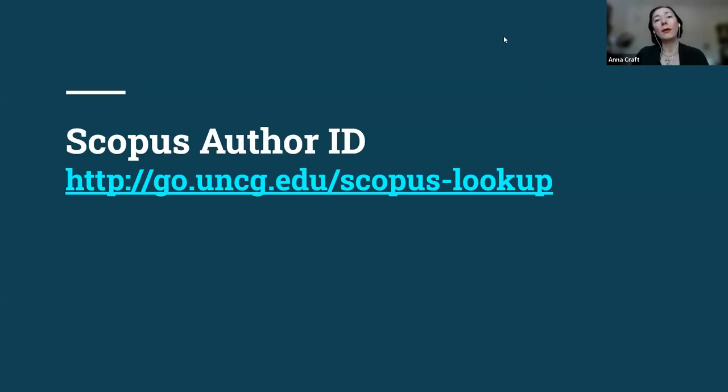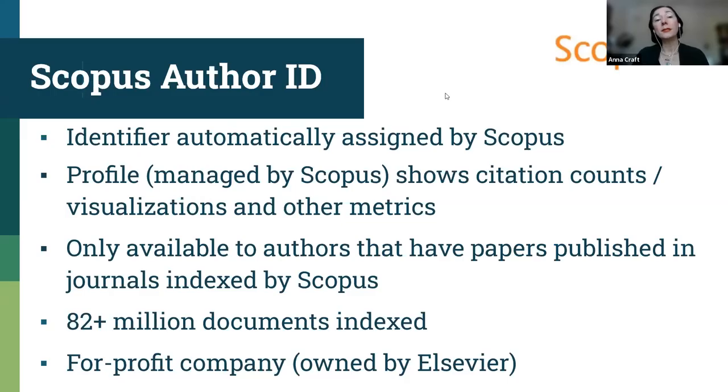Okay, our next one is Scopus Author ID. And this is an identifier that you don't sign up for. This one is actually automatically assigned by Scopus, which is a product of Elsevier. It creates a profile that is managed by Scopus that will show citation counts and some visualizations and other metrics. And this is actually one that you can't sign up for or edit, and it's only available to authors that have papers that are published in journals indexed by Scopus.